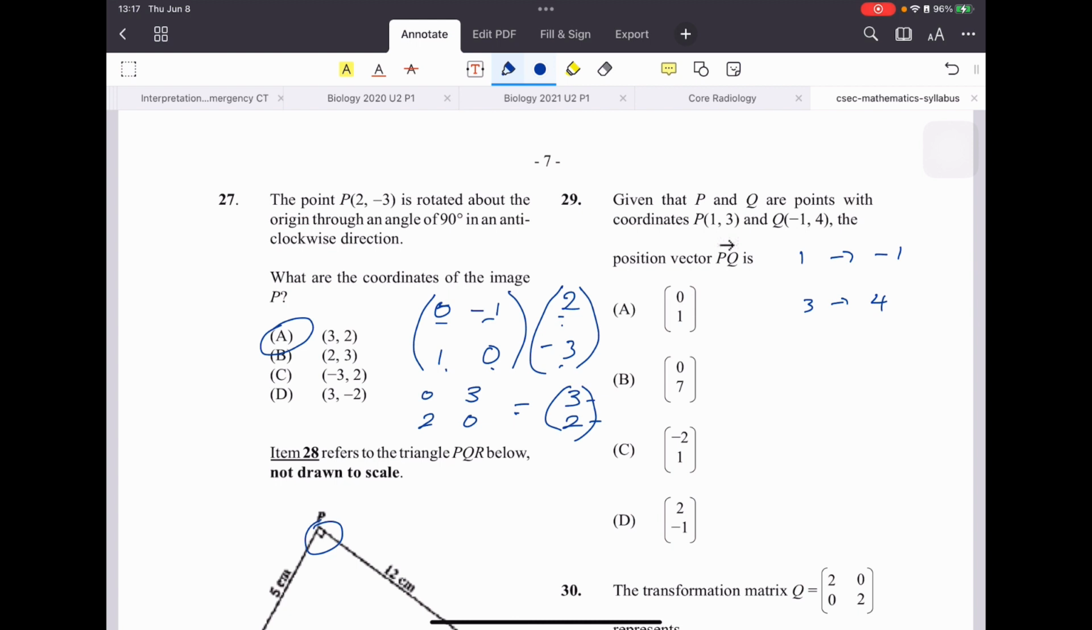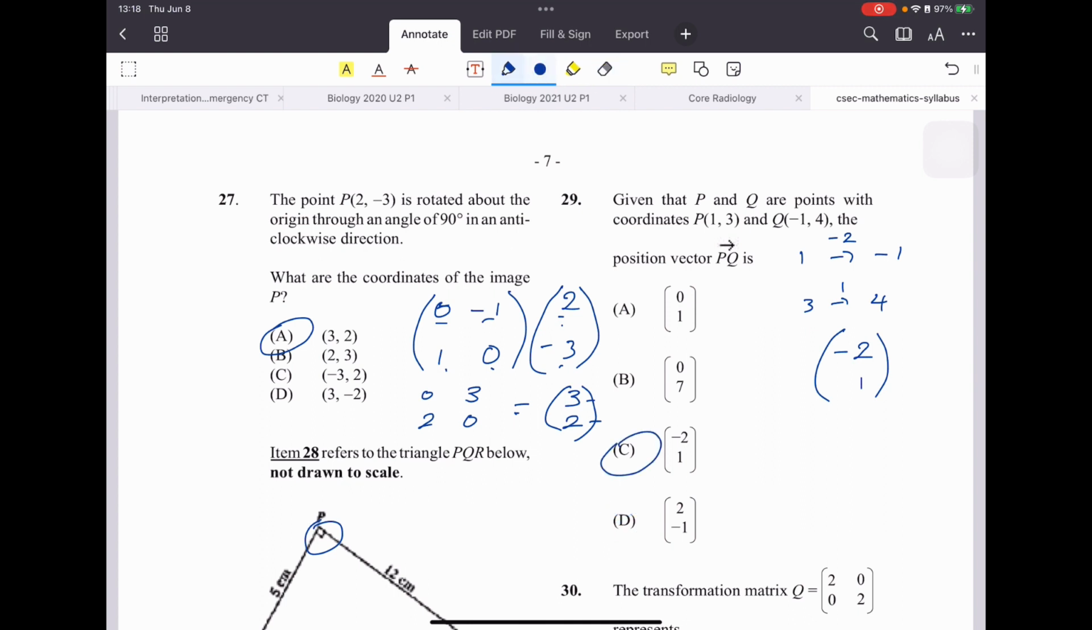So to go from 1 to -1, you have to move backward 2. Okay, so the x value will be 1 minus 2, which will give you -1. And to go from 3 to 4, well, that's simply adding 1. So your final position vector will be (-2, 1). Very simple, you just need to think about it, right? Sorry, that's the wrong choice there.